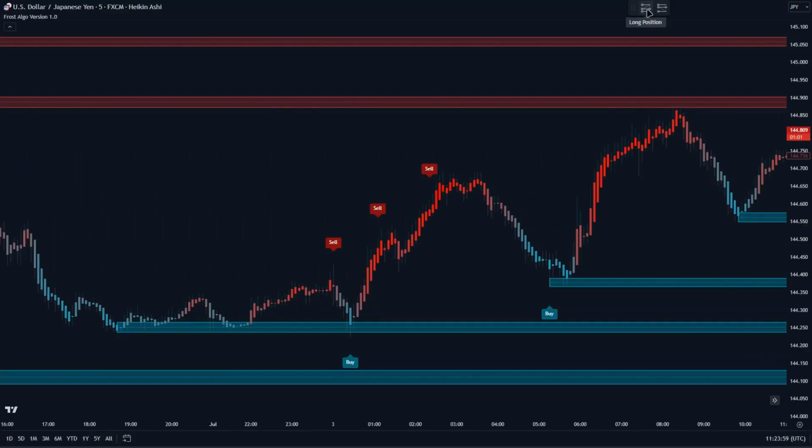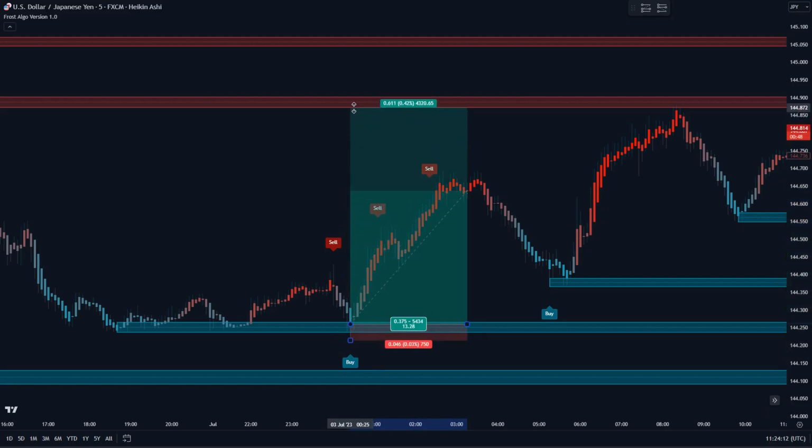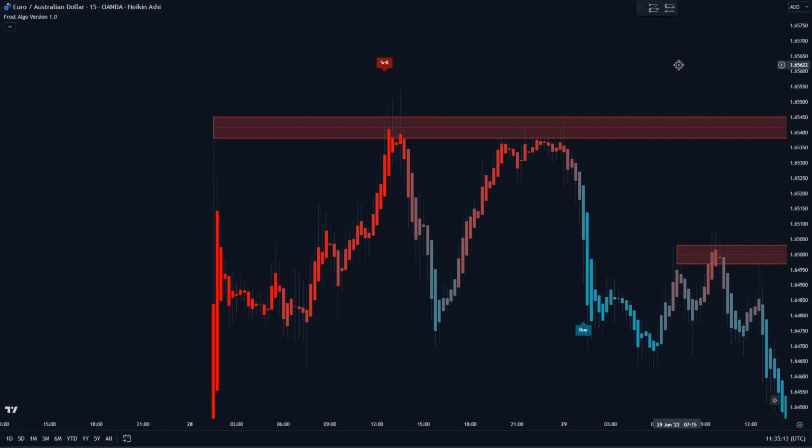Here's another great example of a valid entry. As you can see, price reached the support line, we got a buy signal, enter on the candle close, stop loss a little below the previous candle low, and take profit at the next resistance, which is right about here. And we made a profit of 0.42 with a risk reward of 13.28.